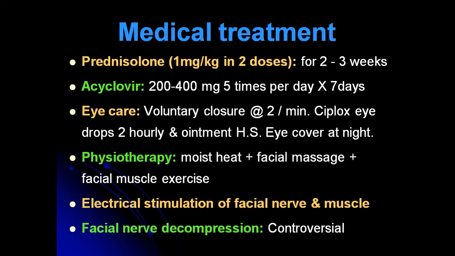So medical treatment is by prednisolone, 1 mg per kg body weight. There is a regimen for this. There is also acyclovir they can give. Acyclovir is an anti-herpetic drug, 400 mg 5 times a day for almost 1 week. Voluntary eye closure, along with plaster on the eyes, because the eyes go into exposure keratitis, and you can go for eye drops also.